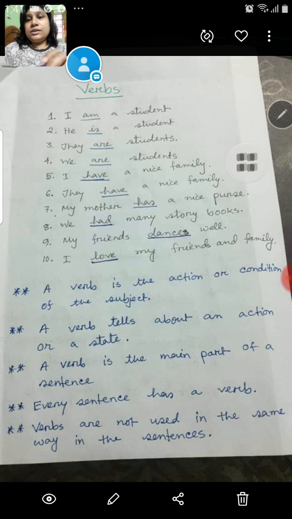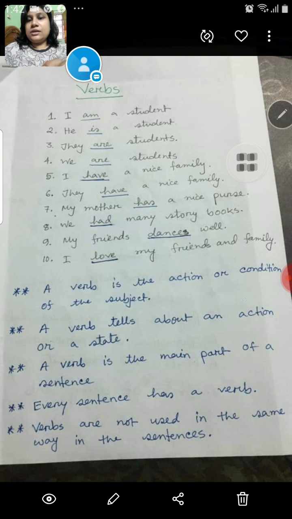Okay, so here you can see in example 1, I am a student, he is a student, they are students. Here you can see three sentences with three different subjects and three different verbs. So here I is your first person, so here you have to use am. He is a third person singular, that's why it is, and they is the plural number, so here you have to use are. So am, is, are, these three are verbs, and I, he, they are subjects.